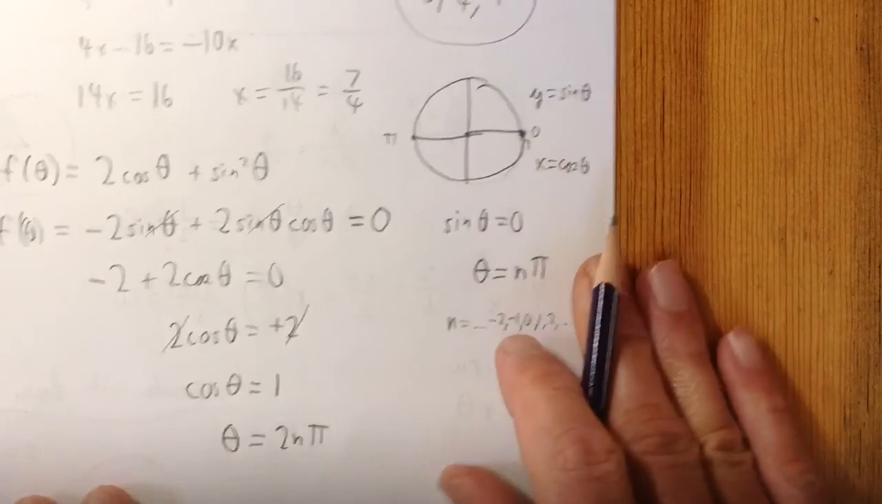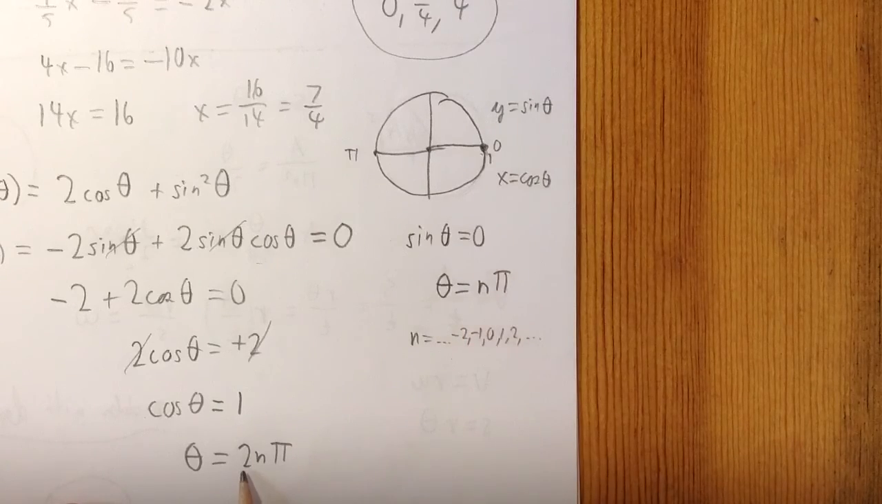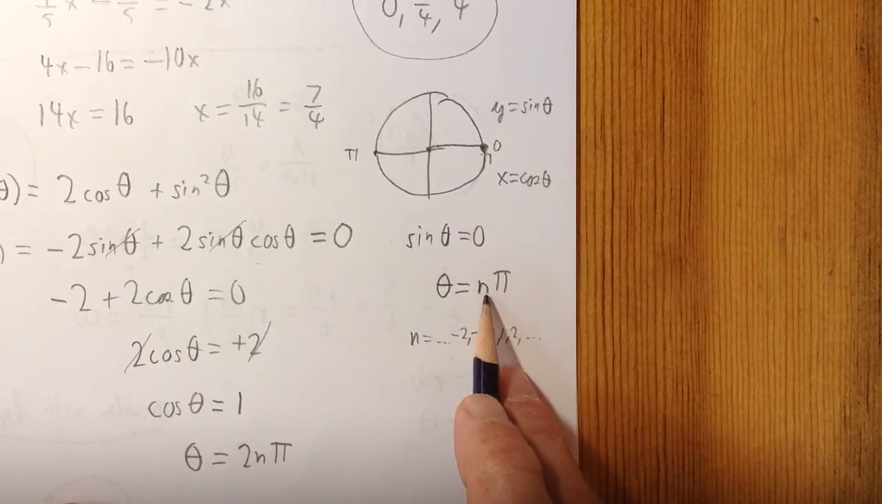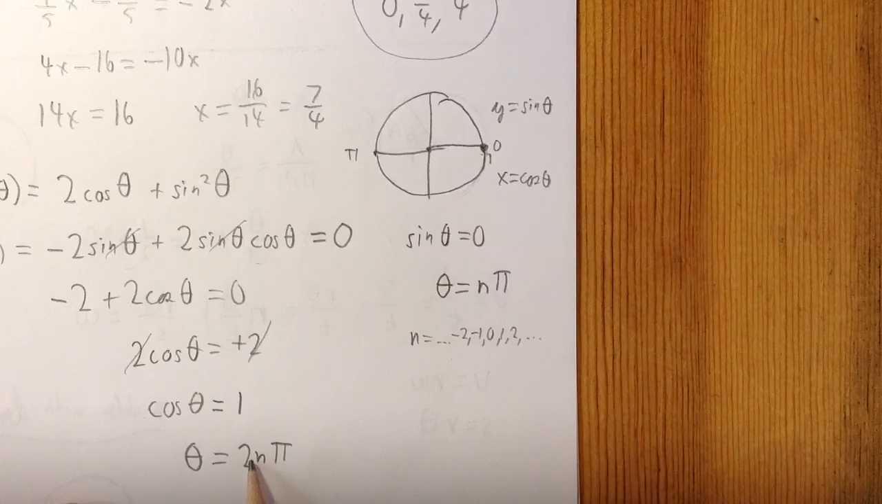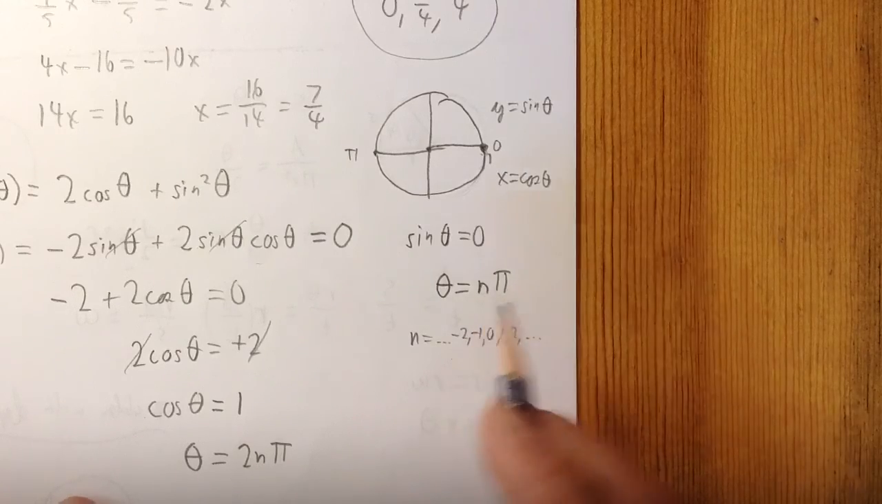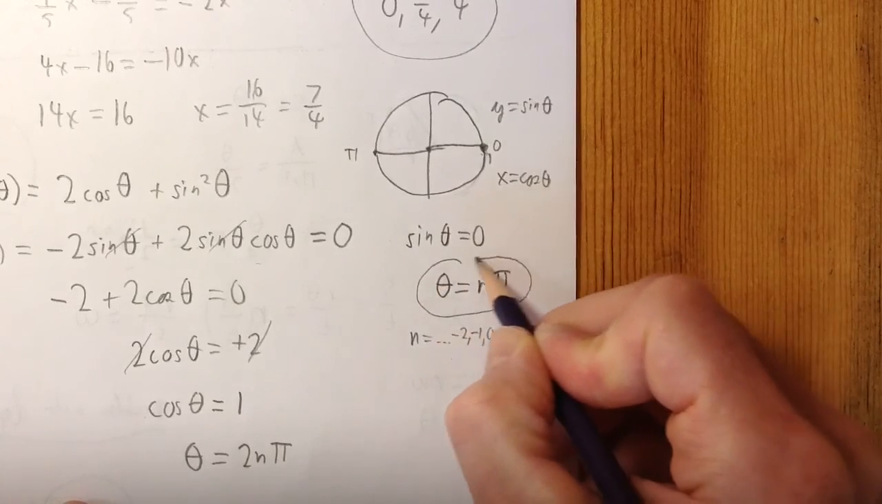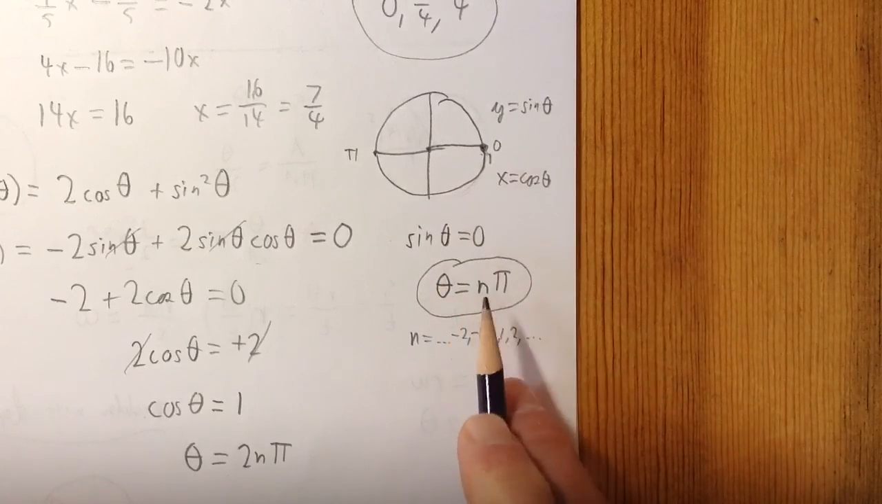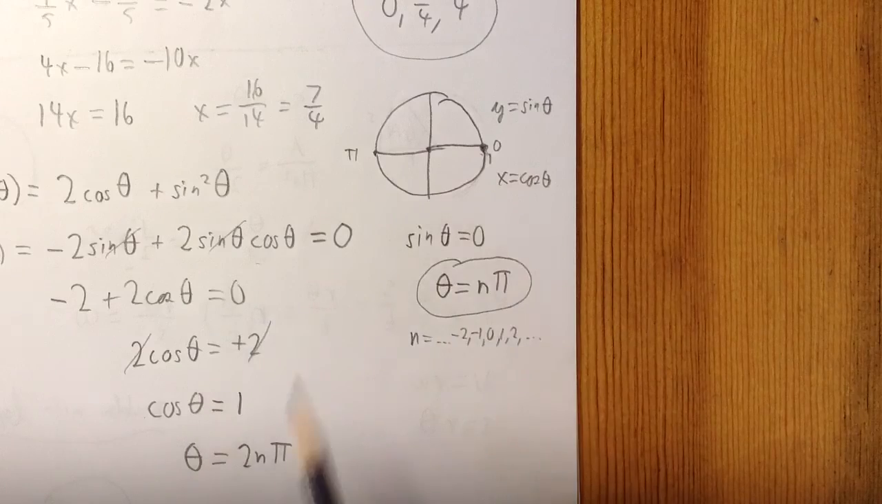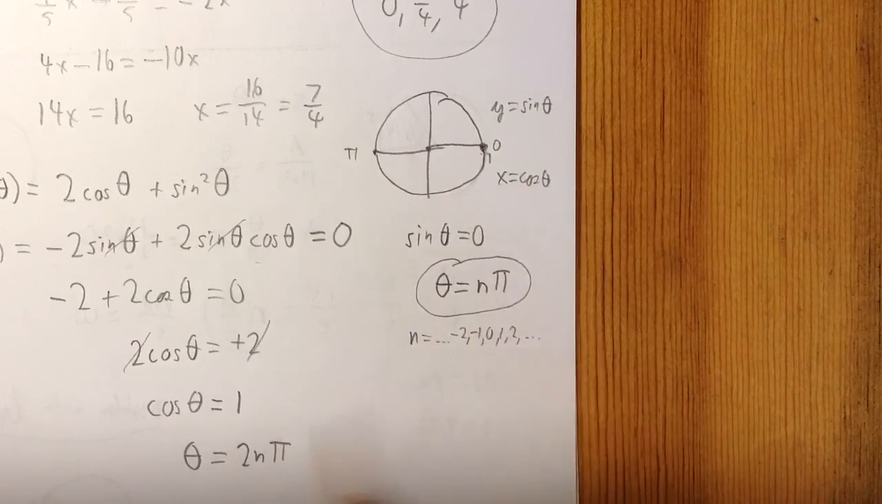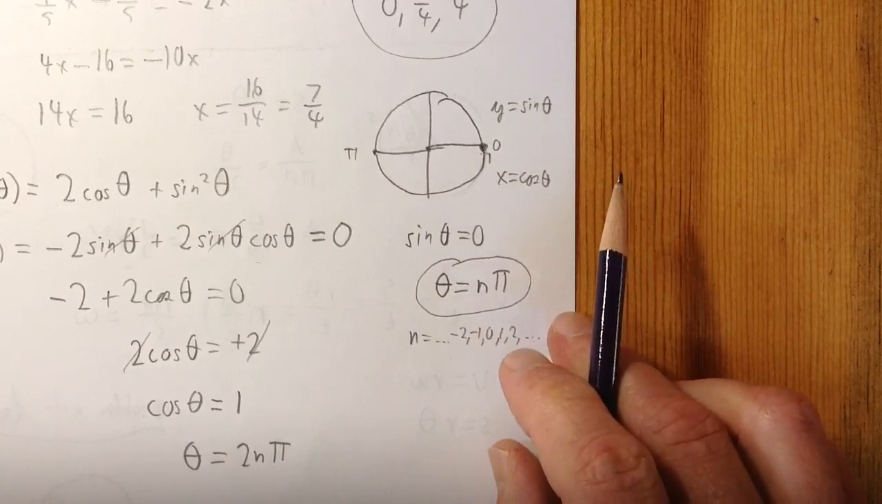So those are two places. We have multiples of pi and multiples of 2 pi. However, multiples of pi include this one. So really, all we need to do is this one. This is the most general answer. So the answer here, what are the critical numbers? There's an infinite number of them. They're just all the multiples of pi. And multiples of 2 pi, but again, multiples of 2 pi are multiples of pi. So that's the answer there.